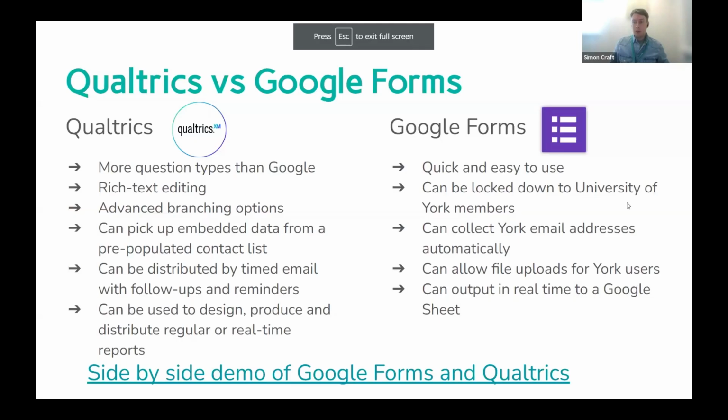So, first of all, what is Qualtrics? Some of you will know, some of you might have used it, some of you might not. So, Qualtrics is a survey tool. It's one of two survey tools that we support at the university, the other one being Google Forms.